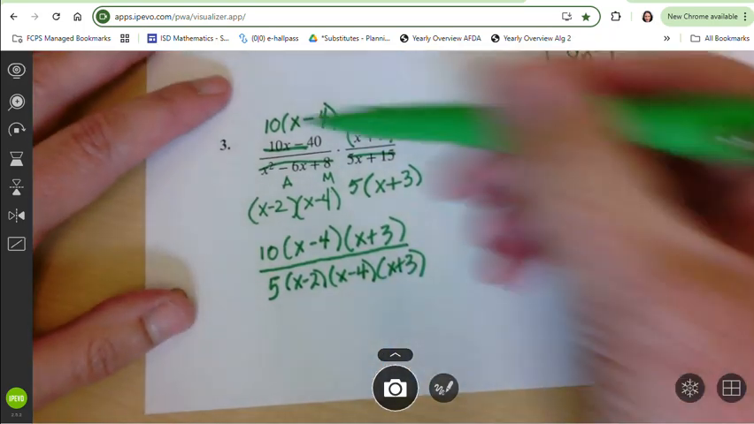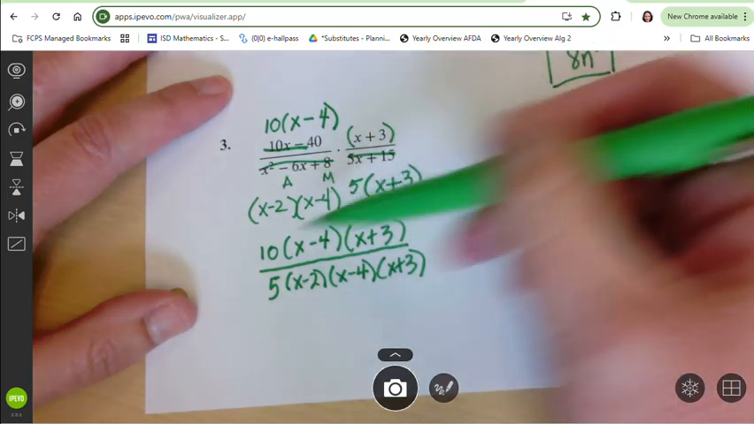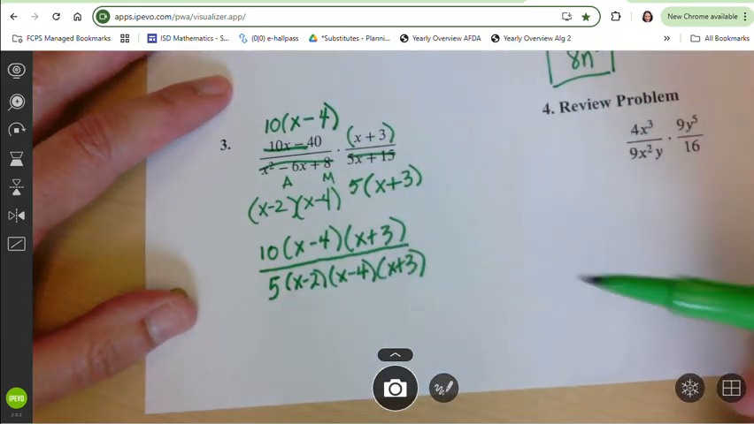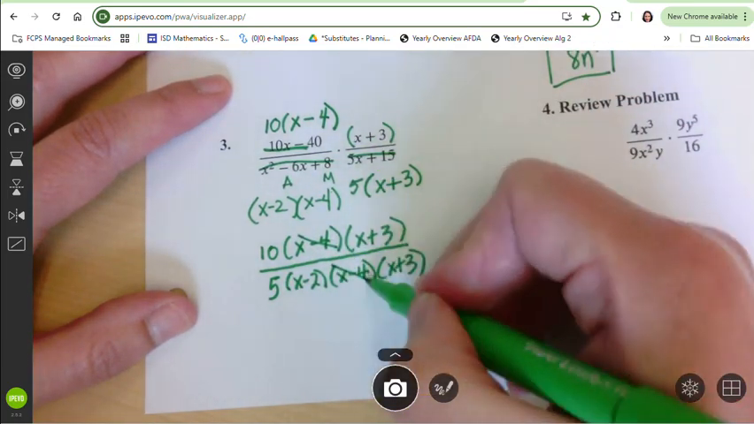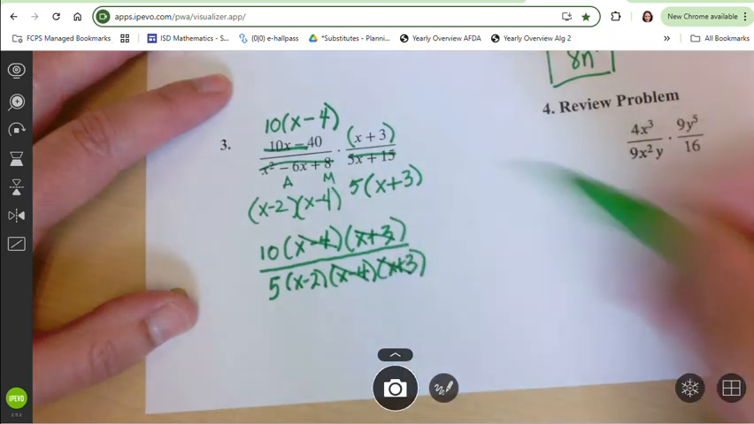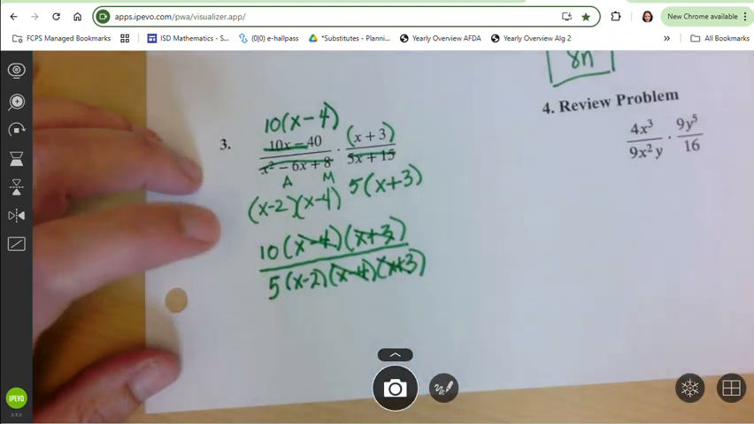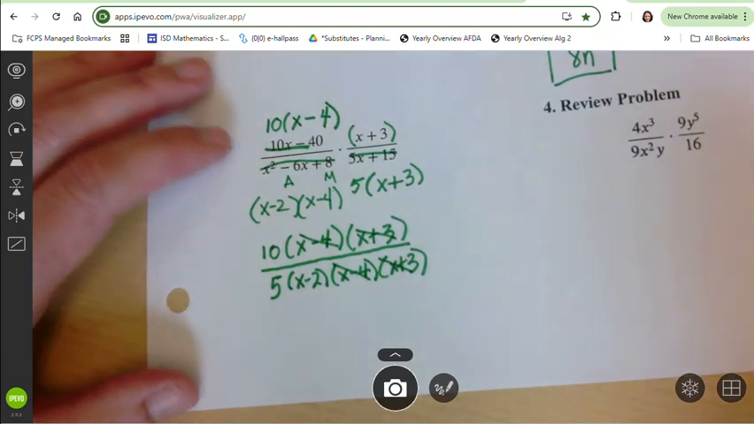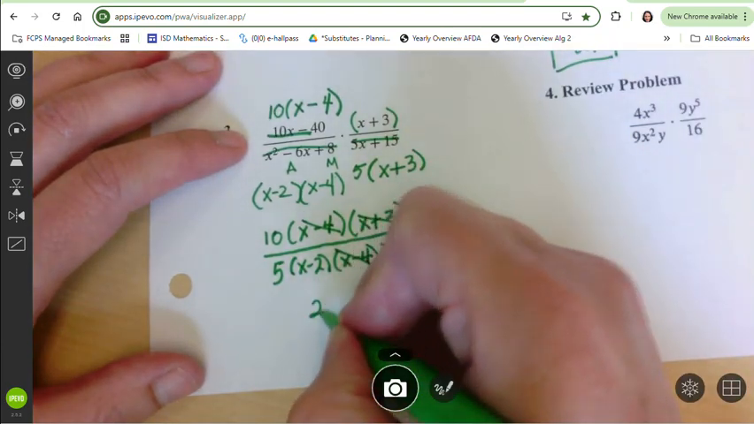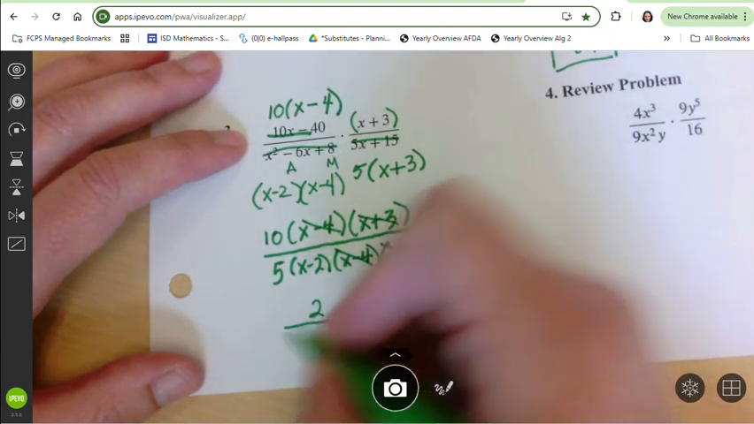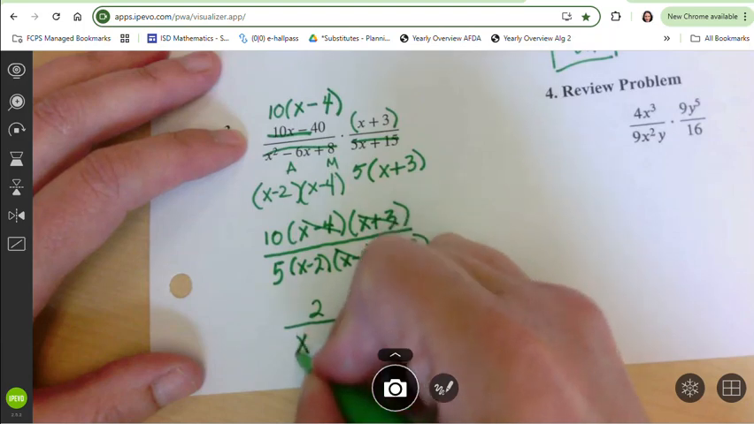Okay, so everything on the top comes to the top, everything on the bottom comes to the bottom. And so we see the x minus 4's cancel and the x plus 3's cancel. 10 divided by 5 gives me what? 2. So I have a 2 on the top, and I have an x minus 2 on the bottom.